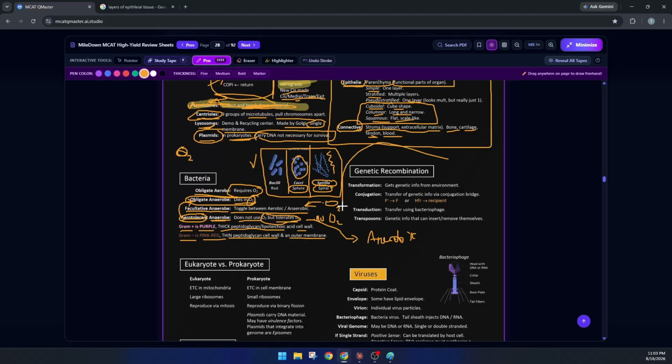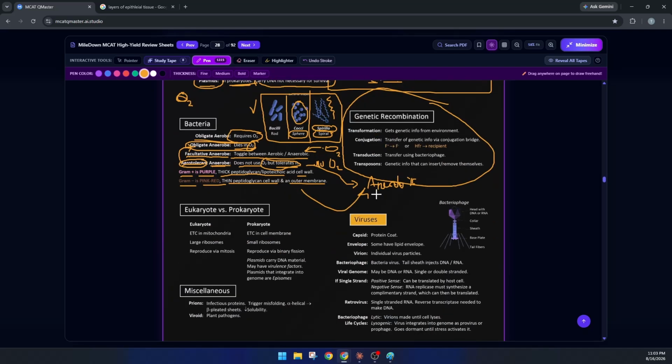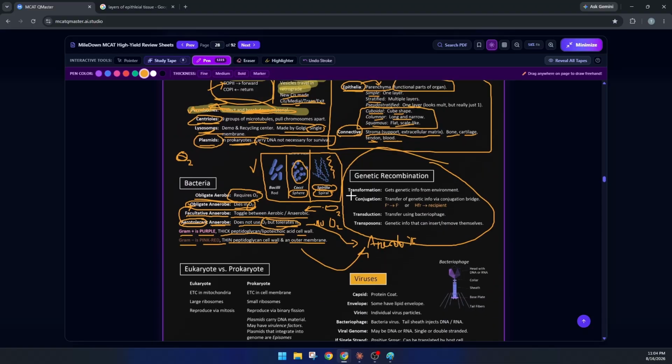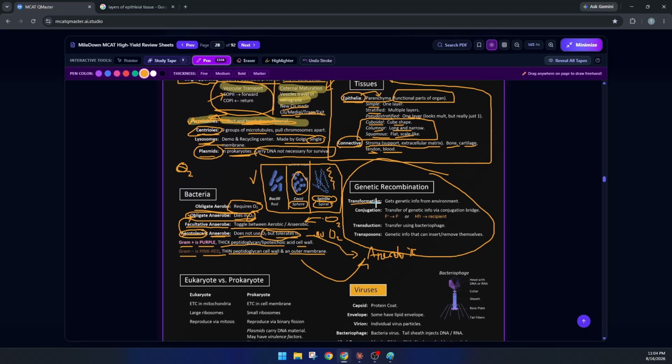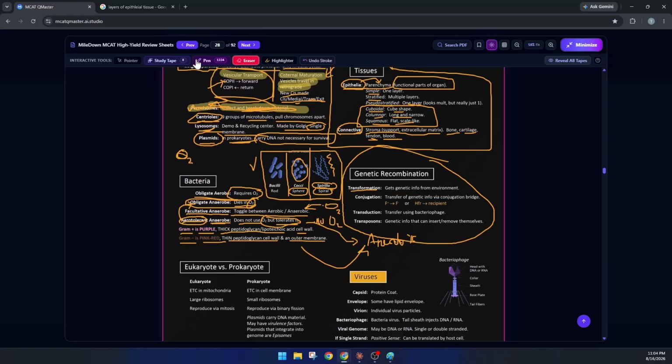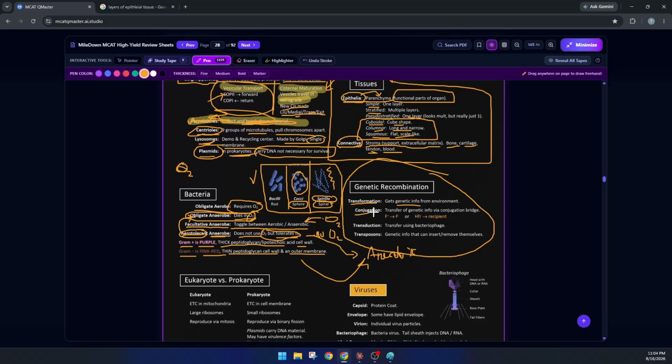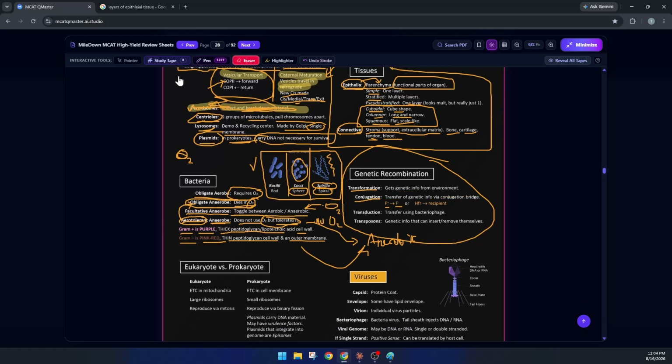Okay, so now we're on genetic recombination. So how does bacteria end up reproducing in a way, and what does it do? How does it interact and stuff like that? So for bacteria, there's transformation, gets genetic information from the environment. Conjugation is like bacterial sex, basically transfer of genetic info via conjugation bridge, right? So the F plus goes to F minus, so it has to be an F plus bacteria with an F minus bacteria.